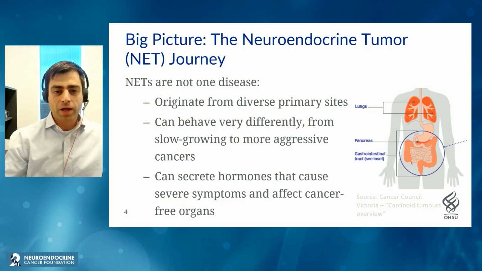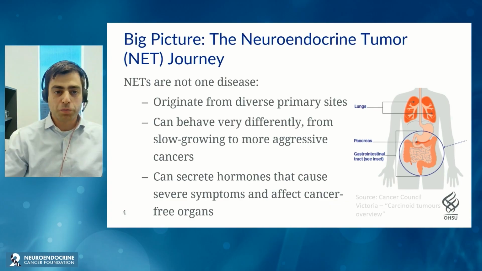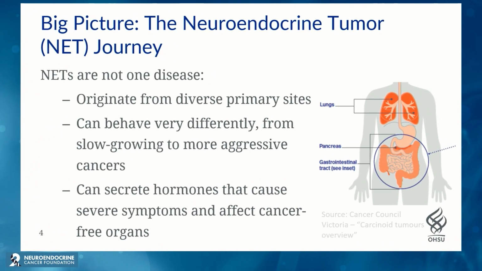tumor journey. And what I mean by this is that neuroendocrine tumors are not just one disease. As you know, these tumors can originate from multiple diverse primary sites, and they can behave very differently from slow growing to much more aggressive cancers. There are even certain of these neuroendocrine tumors that can secrete hormones that can cause severe symptoms in and of themselves and affect organs that are otherwise cancer free.